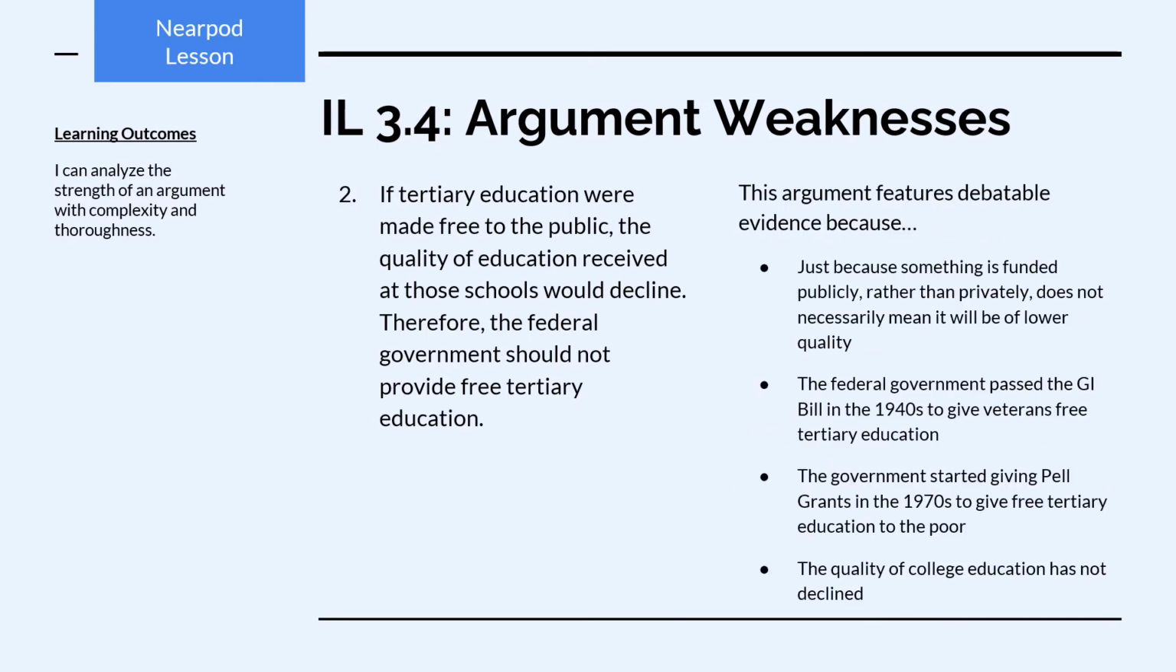This argument features debatable evidence because just because something is funded publicly, meaning by the government, rather than privately, does not necessarily mean it will be of lower quality. For instance, the federal government passed the GI Bill way back in the 1940s to give veterans free tertiary education. The government started giving Pell Grants in the 1970s to give free tertiary education to the poor. And since it's done those things, the quality of college education has not declined.